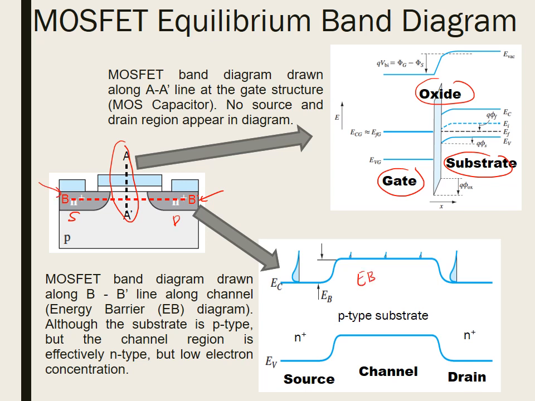This diagram shows the conduction band of the materials at source, channel, and drain. Although the substrate is p-type, the channel region is effectively n-type, but the electron concentration is very low. Thus, if we draw the constant Fermi level here, the conduction bands at source and drain overlap with EF because they are degenerate N+ material. But at the channel, the conduction band is further above EF. Thus, this creates an energy barrier EB here.